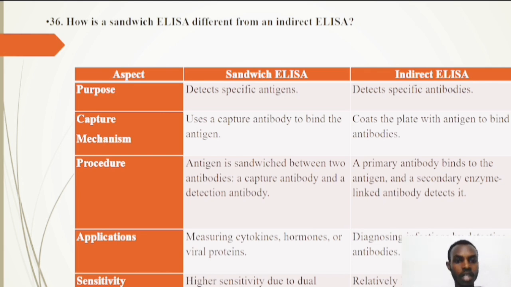So for the applications, sandwich ELISA is used for measuring cytokines, hormones, or viral proteins. Cytokines are the ones that help with the immune response, where they will activate the T helper cells that will fight against the invaders in the body. Even hormones as well as proteins.